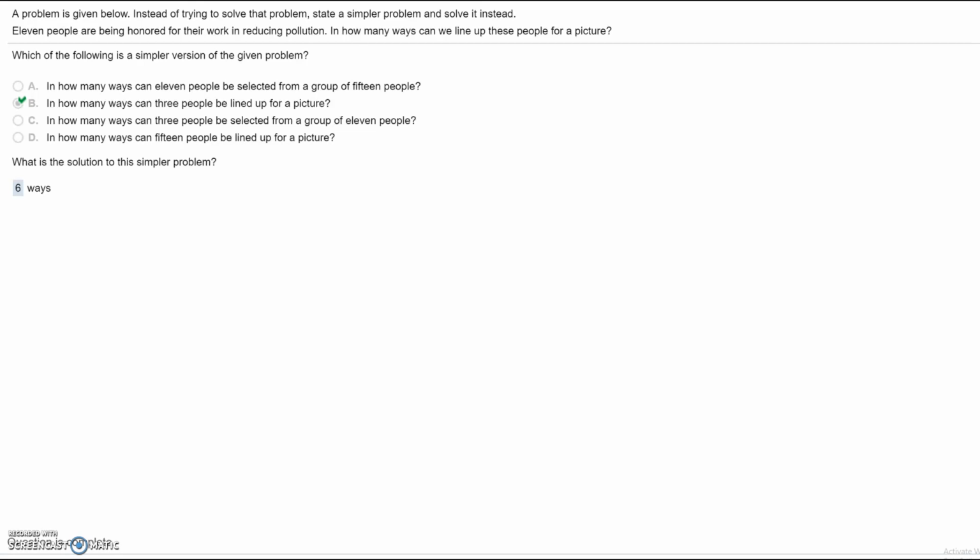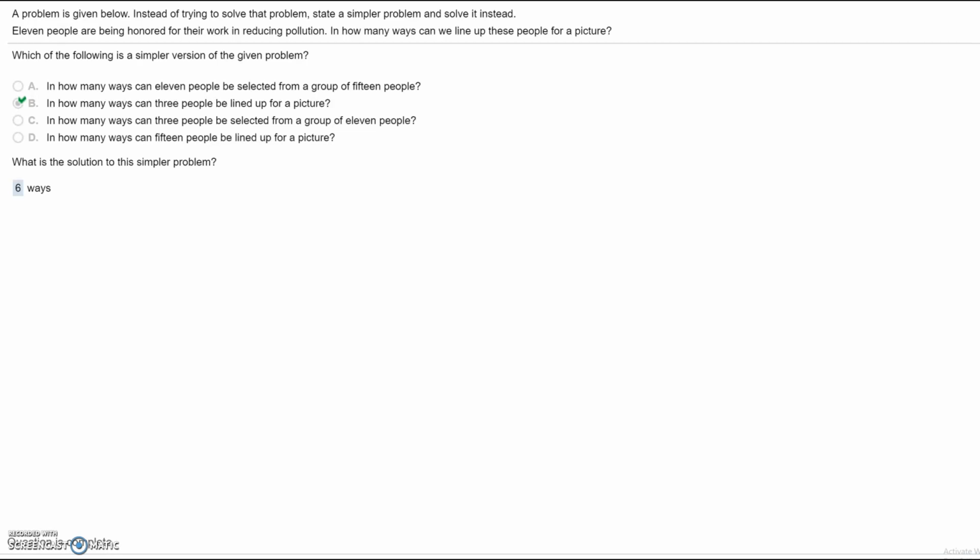So this scenario doesn't ask us to select people out of a group. So answers A and C are not correct. And then answer D says, how many ways could we line up 15 people? Well, lining up 15 people, arranging them in all the different arrangements that are possible, is more difficult than 11. So the only logical answer is how we can line up 3 people for a picture.